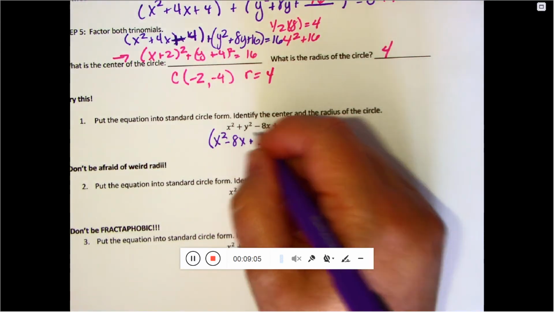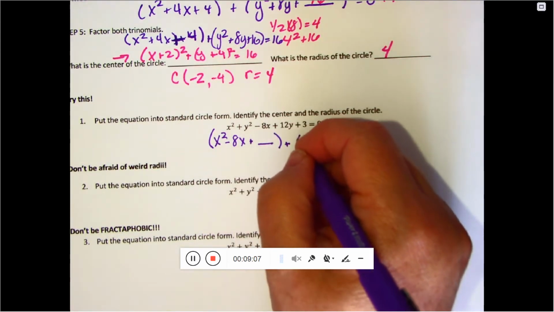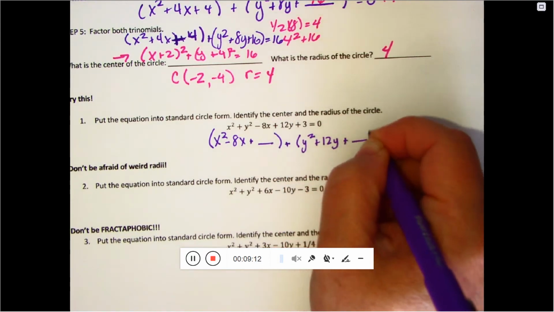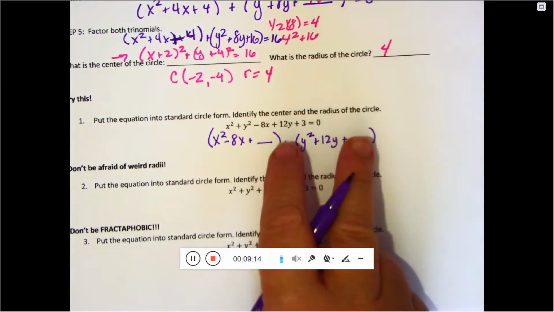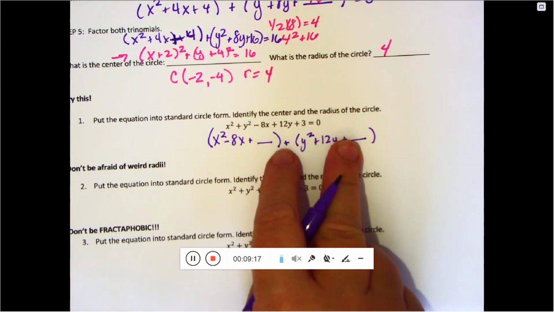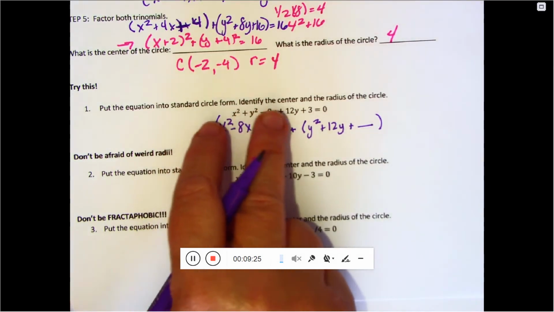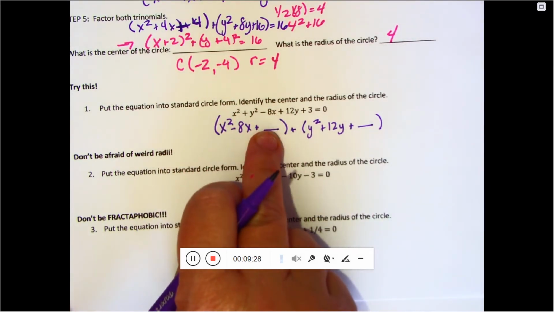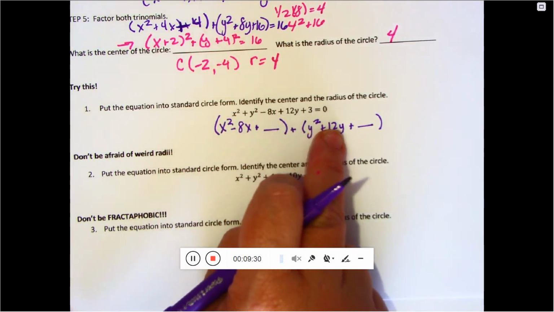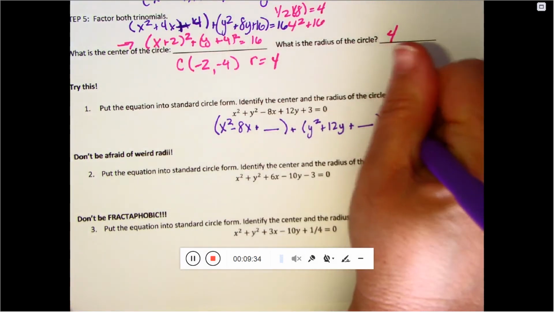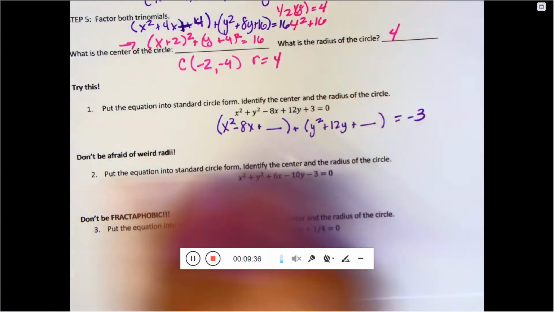Then I'm going to group the y's. So I have y squared plus 12y, and I'm going to leave a blank because I'm going to do these at the same time. Up top, I did them in separate steps. It took a little while, but you can do this a lot quicker if you do things at the same time. So I grouped the x's and left a blank. I grouped the y's and left a blank. And remember, this constant has to subtract over to the other side. So I'm going to put a negative 3 over the other side.